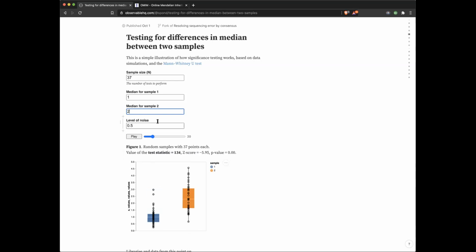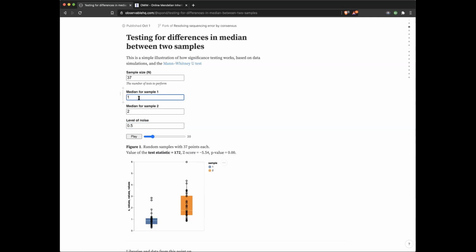A couple of other intuitive points that I would like to show you: as you increase the level of noise, things become harder to separate. So 1 and 2 with a noise level of 1 gives you, say, a z-score of -2 or a p-value of 0.01. And then if you increase the level of noise, now basically you can't tell the samples apart. There's too much noise.